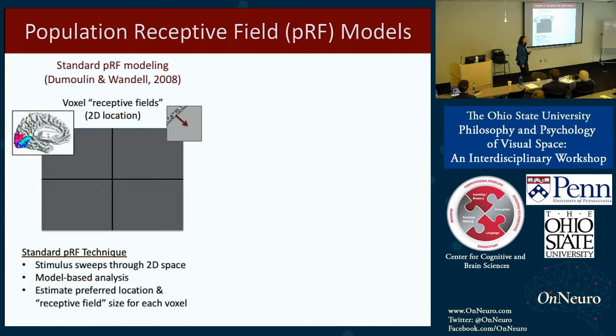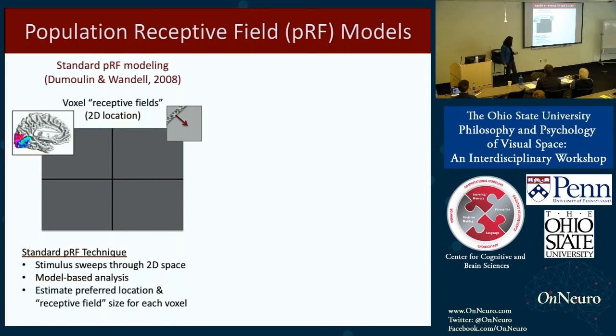The standard population receptive field modeling was developed to study 2D space. In this standard technique, you will have the 2D visual field, and stimuli sweep through it. So let's say you have a checkerboard or a highly textured pattern, and it might move from left to right, or right to left, or top to bottom, and so forth. Over the course of several minutes, or potentially hours, people view these different parts of the visual field as being stimulated, and then you record the activity from every voxel in the brain as the subject is viewing this pattern of visual stimulation.